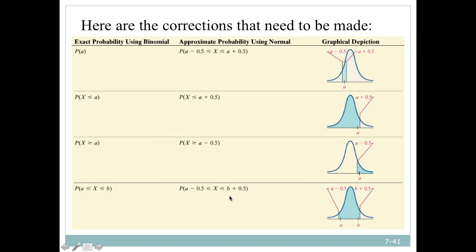So in general, here is the list of corrections that need to be made. If you're finding the probability of x being exactly one value, you subtract 0.5 and add 0.5, and then find the probability that x is between those two values. If you have a less than or equal to probability, you add 0.5. If you have a greater than or equal to probability, you subtract 0.5. And if you have a between probability, you subtract 0.5 from the smaller value and add 0.5 to the larger value.